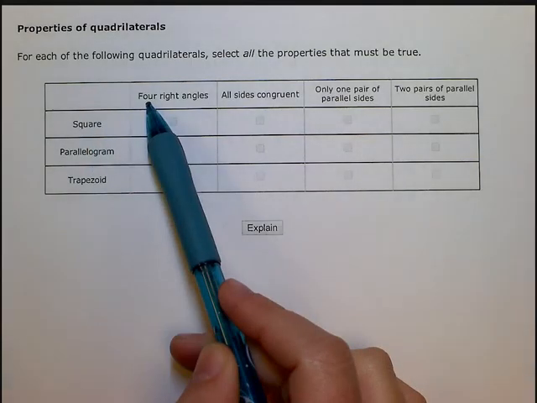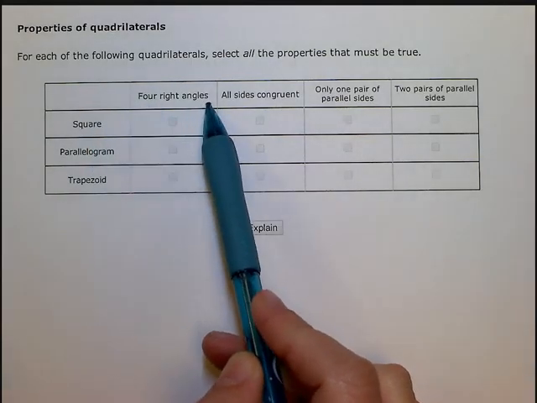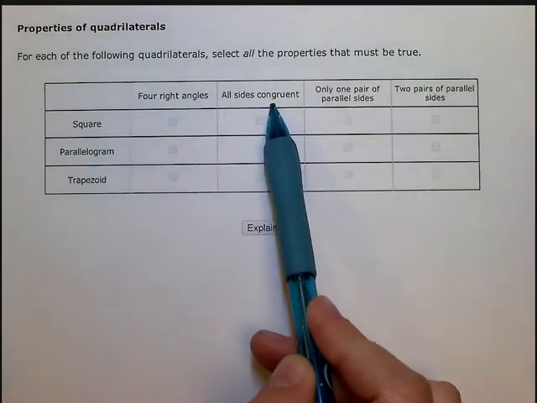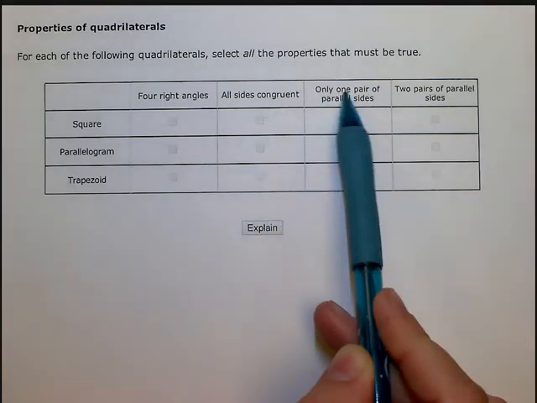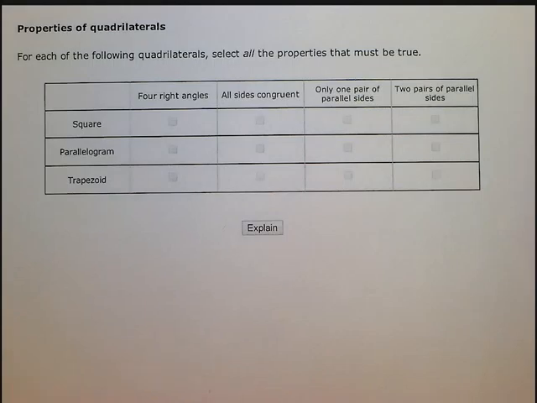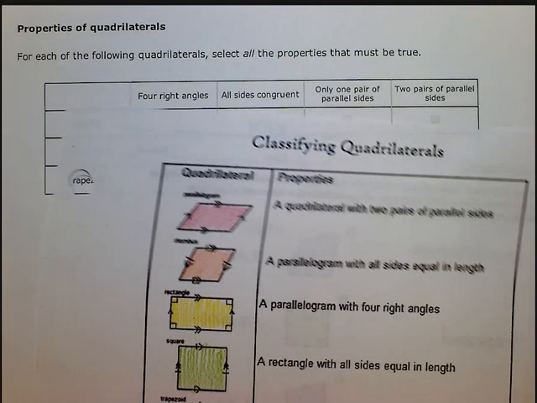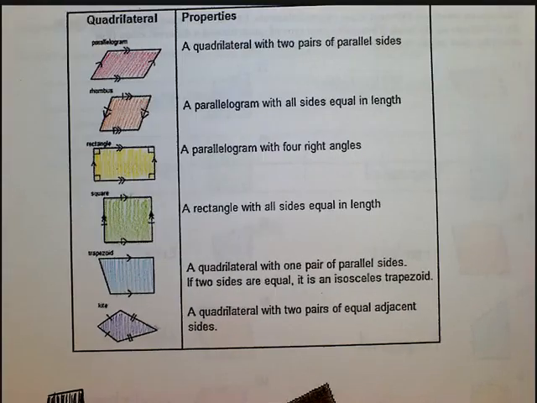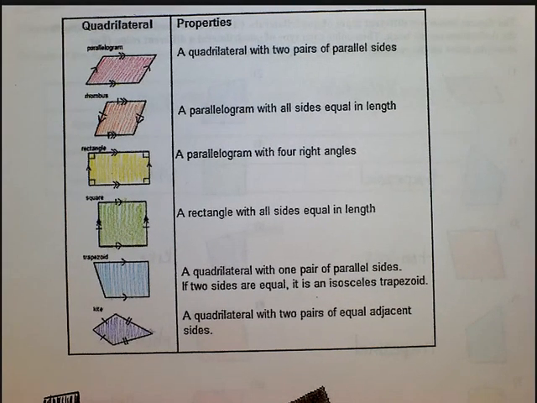I want to know, does it have to have four right angles? Are all the sides congruent? Is there only one pair of parallel sides, or are there two pairs of parallel sides? Now, for most of you, you could probably do the square without thinking too hard. However, I'm going to use my notes as we go. Okay? So here's my notes, and a square is this green one right here.